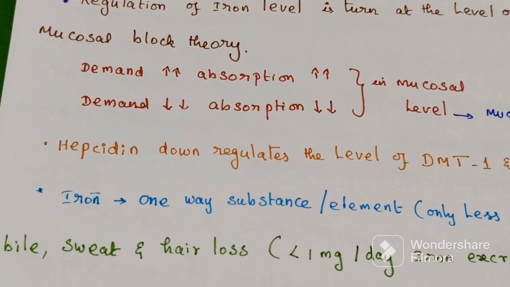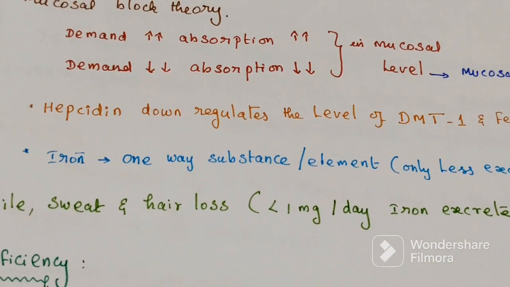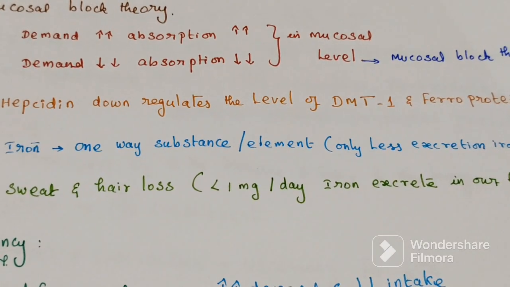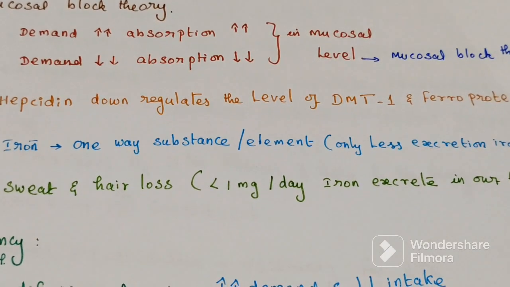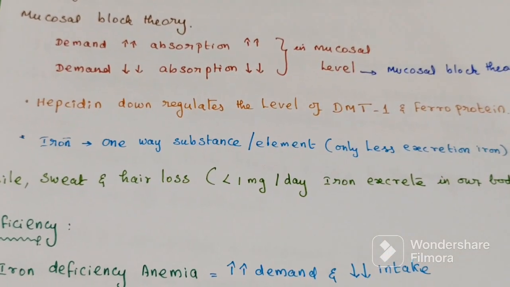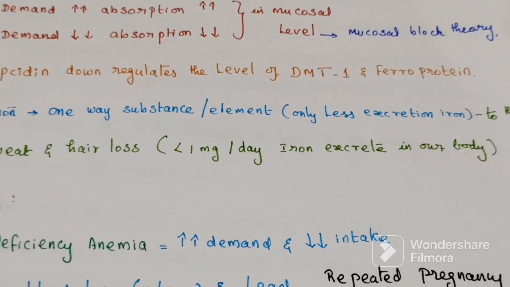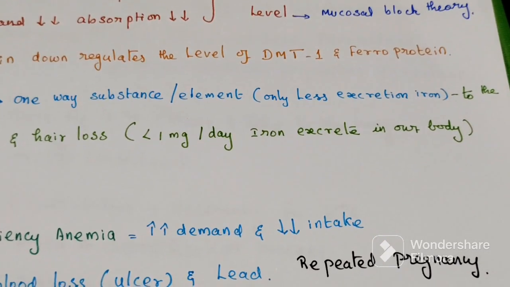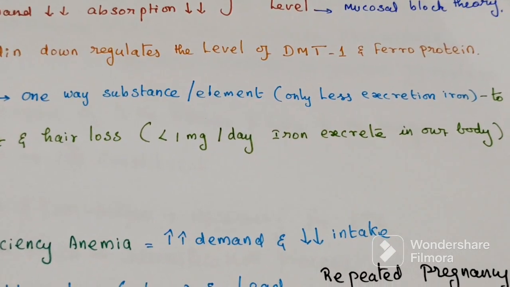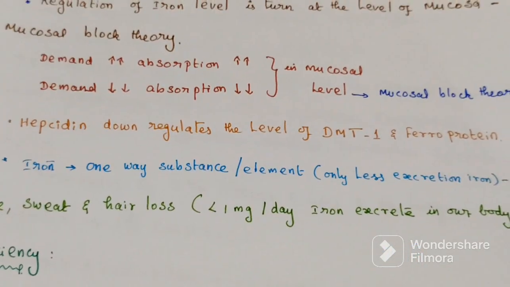Iron is a one-way substance, or element, because there is very little excretion of iron through bile, sweat and hair loss. Less than 1 mg per day of iron is excreted from our body. That's why it is known as a one-way substance. It is utilized and reutilized again and again.